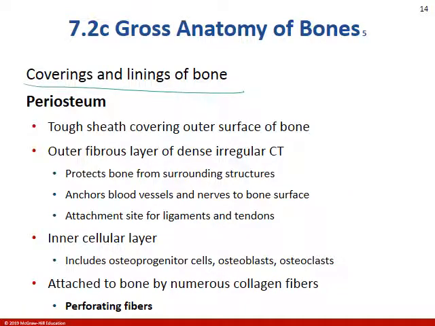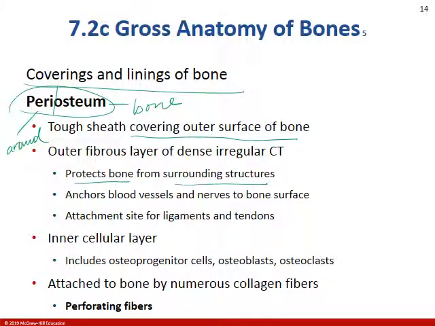Coverings and linings of the bone. So we have this word periosteum. Peri means around, and osteum means bone. So this is a covering on the outer surface of the bone. It's going to protect the bone from other structures surrounding it. It's going to provide an anchor for blood vessels and nerves to get to the bone surface, and it's going to be an attachment for ligaments and tendons.